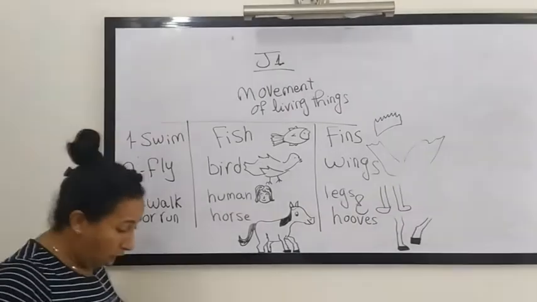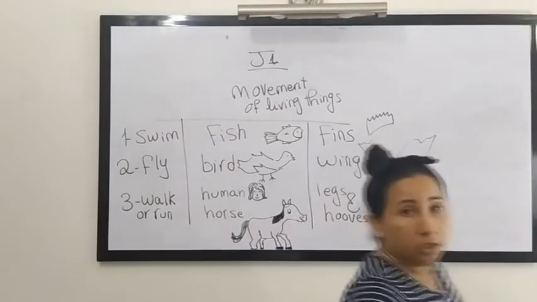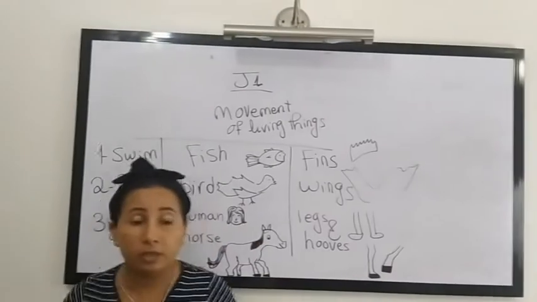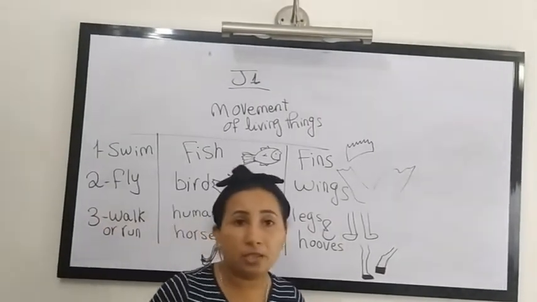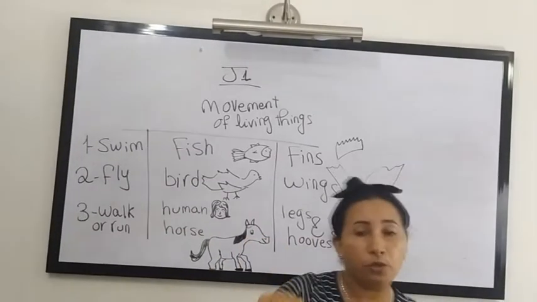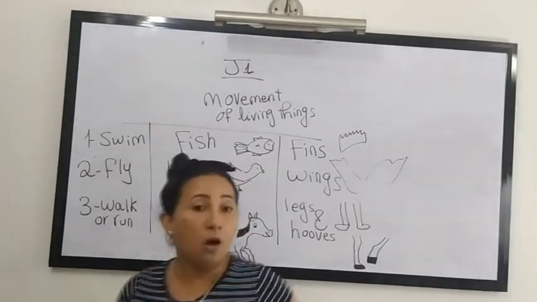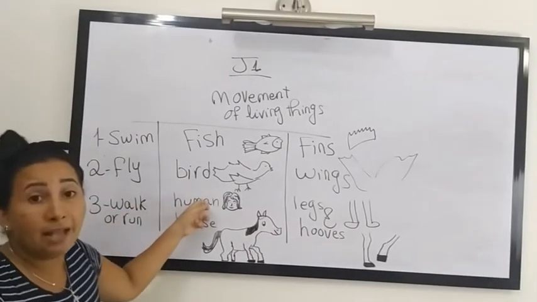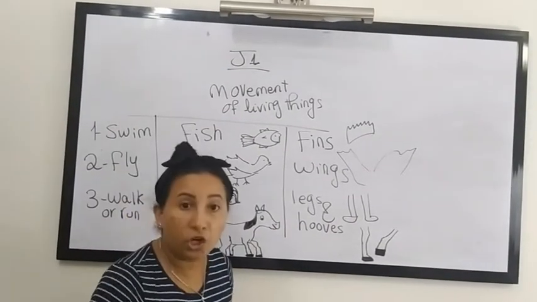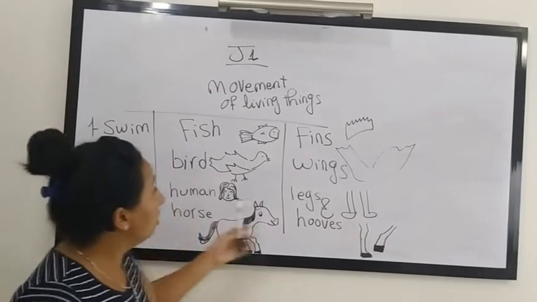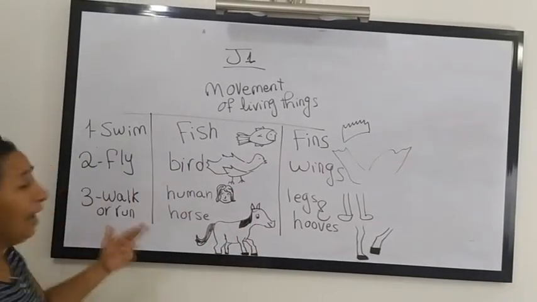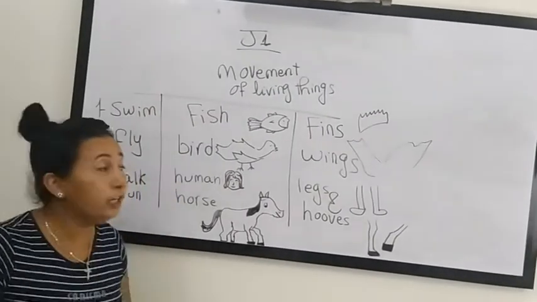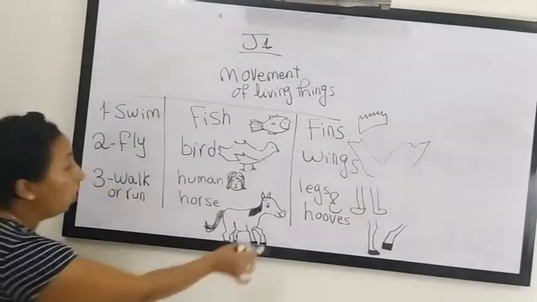Number three, walking. To walk, just like humans. Humans can walk. Humans, just like me, just like you, your father, your brother. All of these humans can walk. How can humans walk? Using their legs. Humans walk on legs. And some others can run very fast, just like the horse.